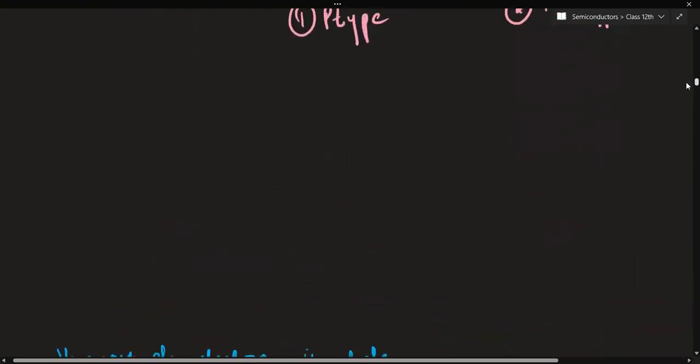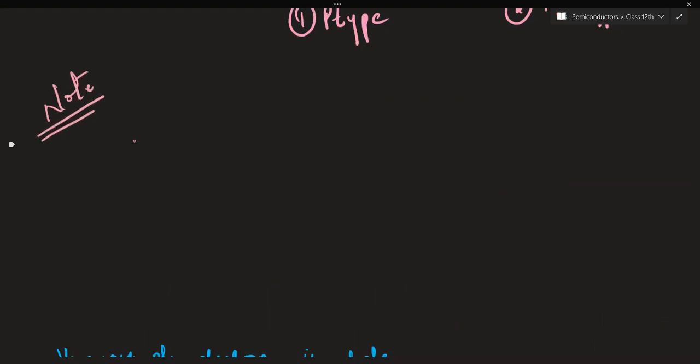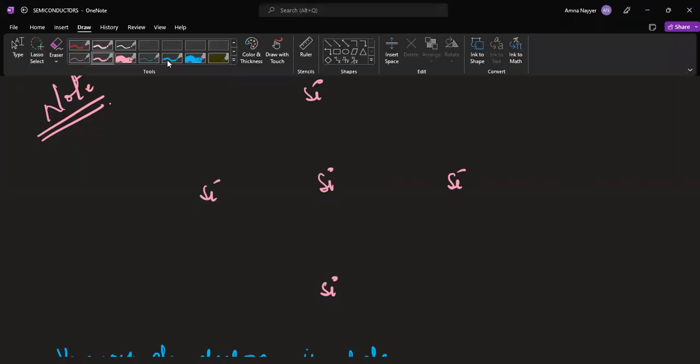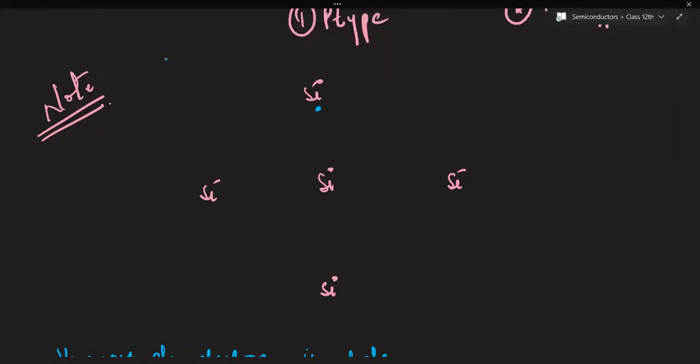Yes, this vacancy is a hole, this part. See, class, let's take the example of silicon, because here two terms will be used: electron and hole. So that's what I'm saying. Let me draw the structure of silicon. These are the electrons of silicon that are present.